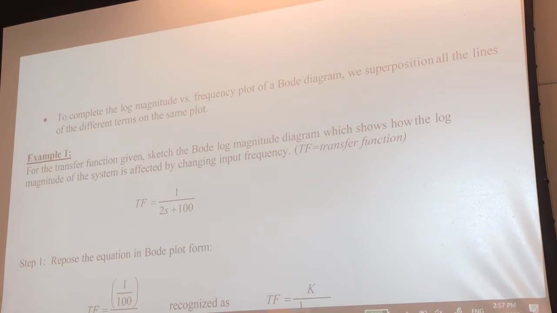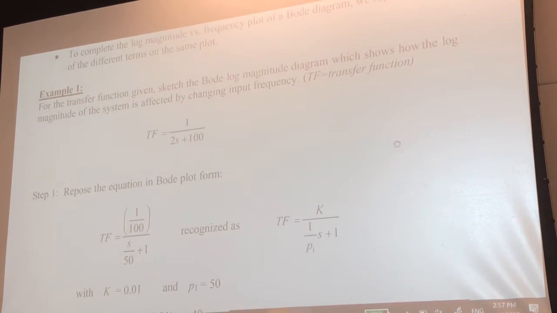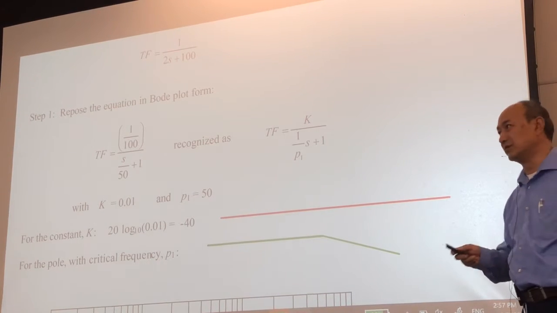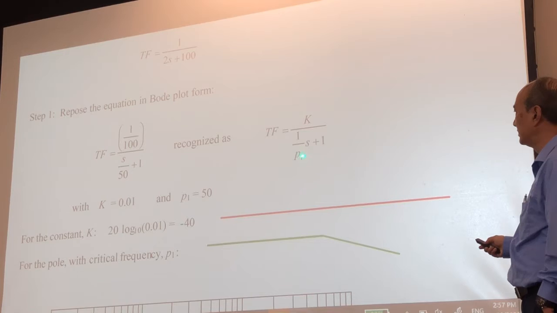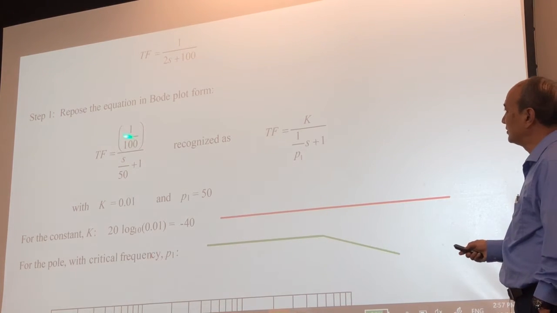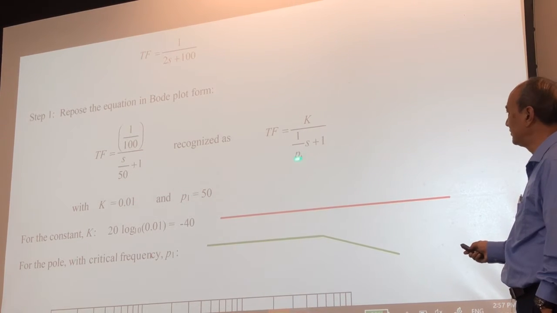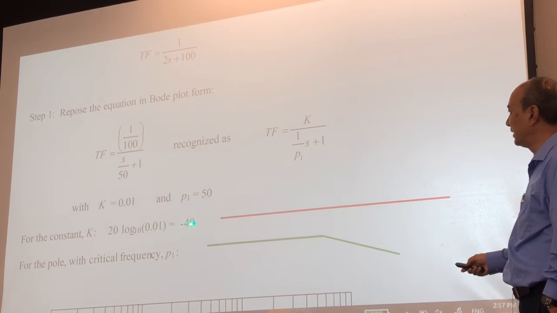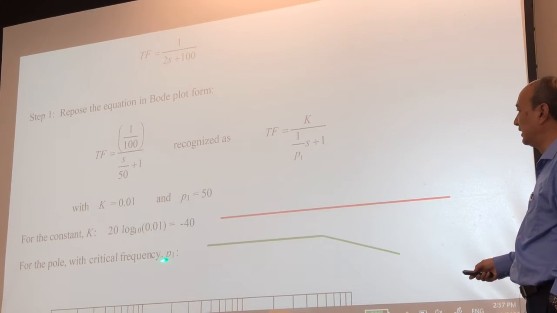So let's go through an example. TF is my transfer function. This is the first example. To do this one, what we should do is make it a standard form, like S divided by omega. By dividing by 100 on both sides, you have K is 1 over 100, K is 0.01, P is 50. So this K will give minus 40 dB, and the pole is the critical frequency.